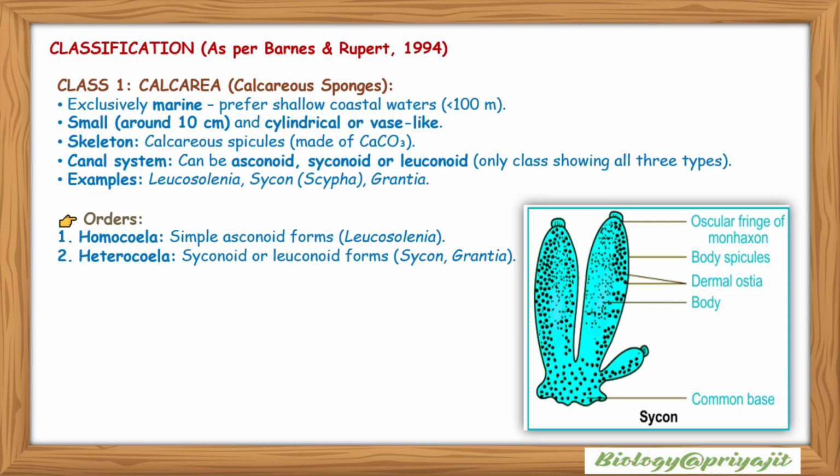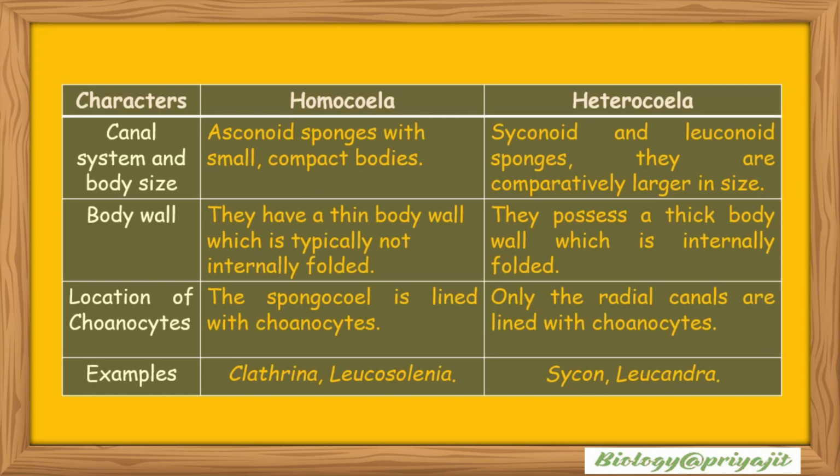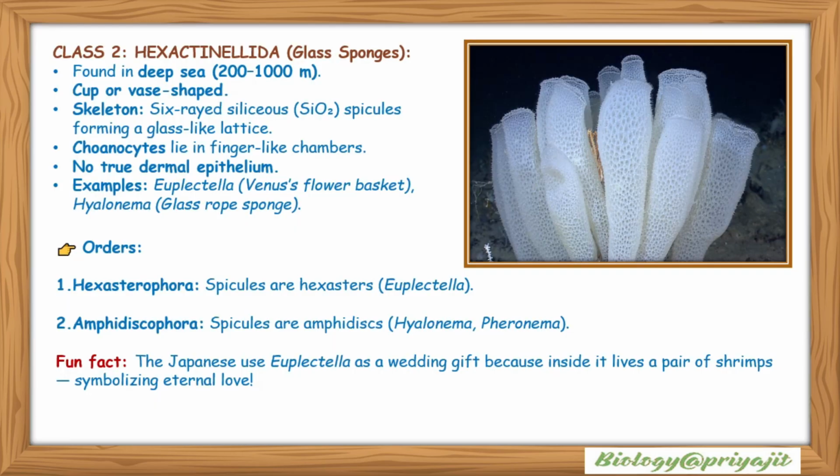The orders include Homocoela and Heterocoela. Homocoela is the simple asconoid form, example Leucosolenia, and Heterocoela is the syconoid or leuconoid forms, examples include Sycon, Grantia, etc. We'll further describe the differences between orders Homocoela and Heterocoela just after a little while. This is the structure of Sycon, an example of a Calcarea sponge. This table shows the differences between Homocoela and Heterocoela on the basis of canal system, body size, body wall, location of the choanocytes, and examples.